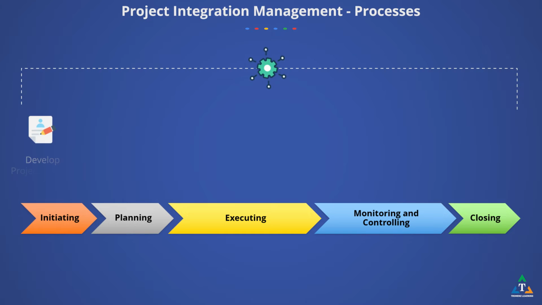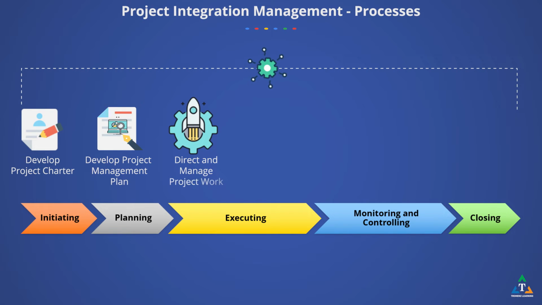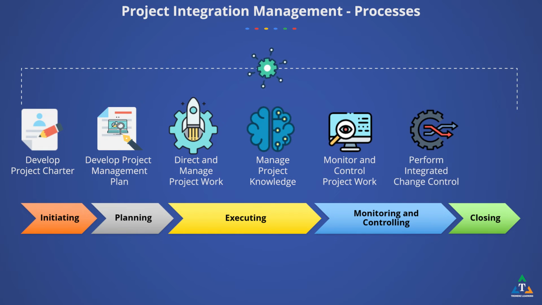They are: develop project charter, which is in the initiating process group; develop project management plan is in the planning process group; direct and manage project work is in the executing process group; manage project knowledge is also in the executing process group; monitor and control project work is in the monitoring and controlling process group; perform integrated change control is also in the monitoring and controlling process group; close project or phase is in the closing process group. We will discuss these 7 processes in this lesson.